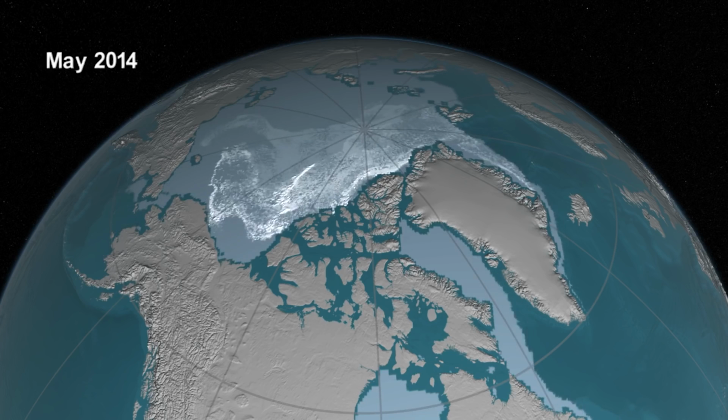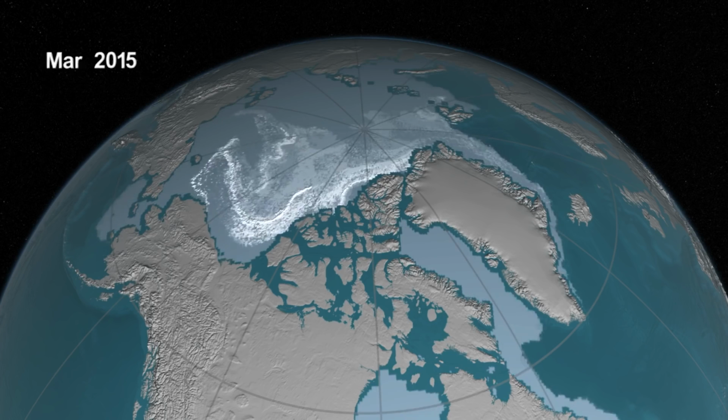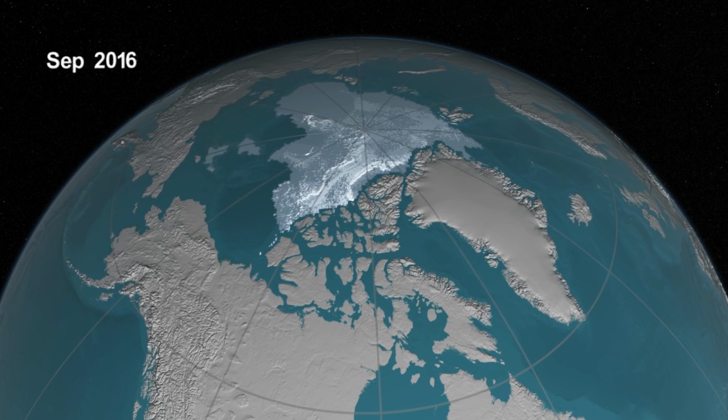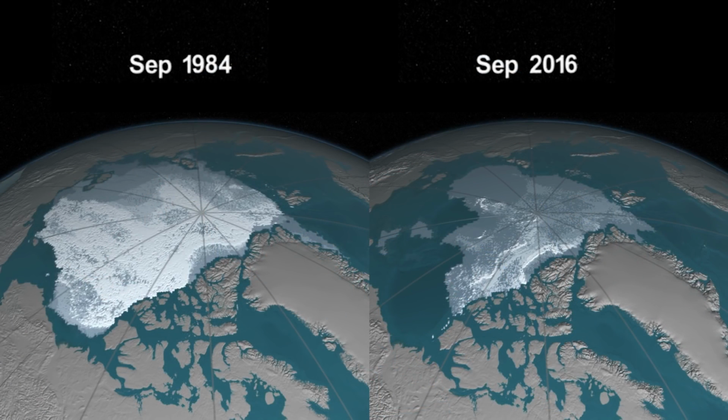And as we get towards the more recent years, much of that oldest ice, the ice that's older than 5 years old and the bright white, has almost virtually disappeared from the Arctic Ocean, and the Arctic is now dominated by younger and thinner ice.